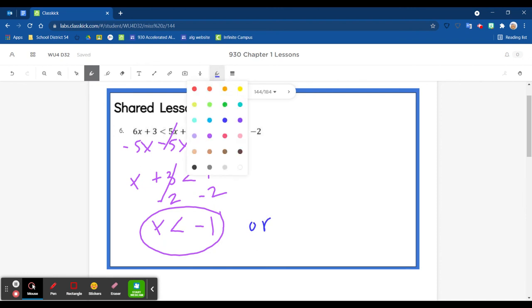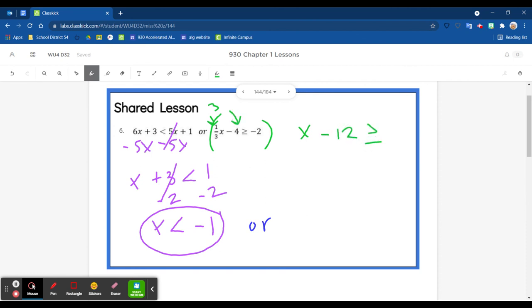Or I would have 1/3 x minus 4 is greater than or equal to -2. Now, I prefer to get rid of fractions before I do anything else. So I'm going to start by multiplying that entire inequality by 3, just like we do with equations. I'm just going to multiply everything in the equation by 3. So 3 times 1/3 would just be 1x. 3 times -4 would be -12. And 3 times -2 would be -6.